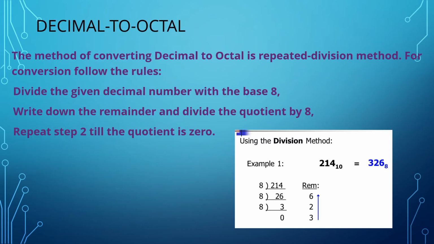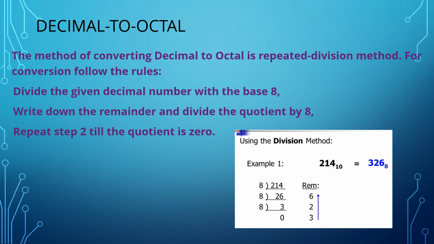So next is decimal to octal conversion. The method of converting decimal to octal is the repeated division method again. For conversion, the rules are: divide the given decimal number by base 8. Octal means it has a base 8, so divide it with 8. Write down the remainder and divide the quotient by 8. Keep repeating till the quotient is 0.